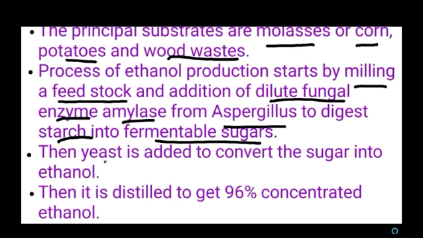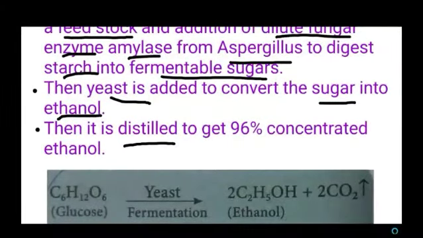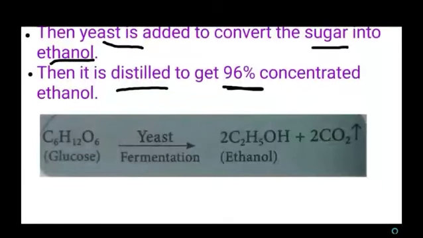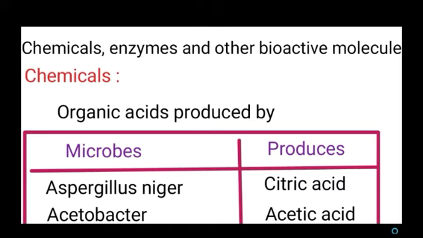Then yeast is added to the mixture so that it converts the sugar into ethanol. And after the production of ethanol, it gets distilled to get 96% concentrated ethanol. See this equation: glucose, when it is fermented with the help of yeast, will produce ethanol by the liberation of carbon dioxide. So next we are going to see about chemicals, enzymes and other bioactive molecules.